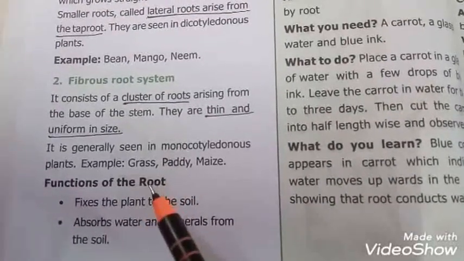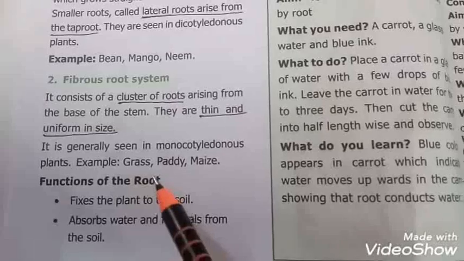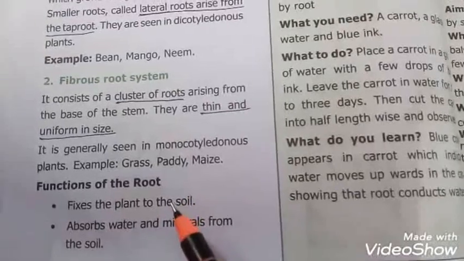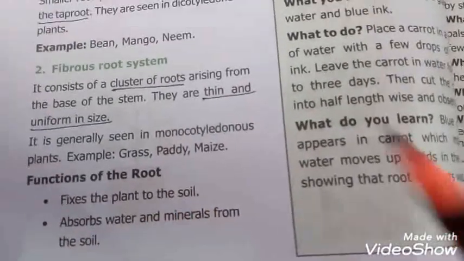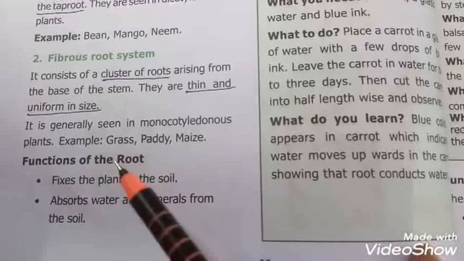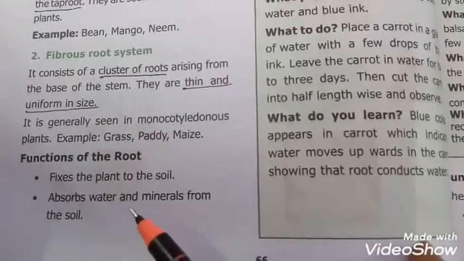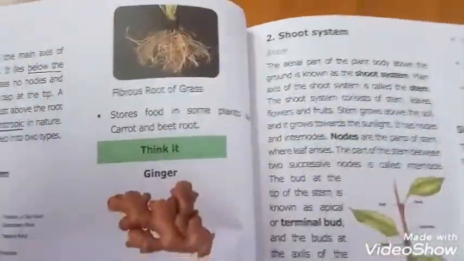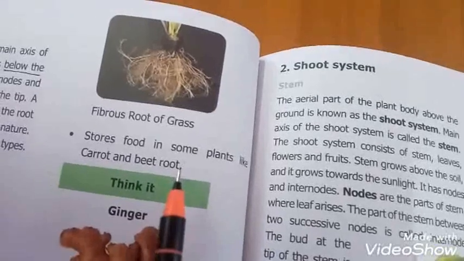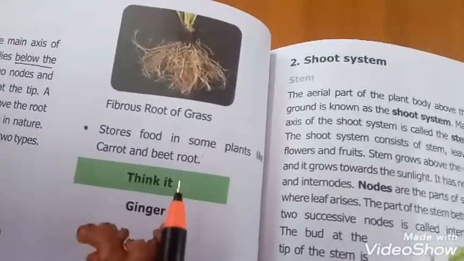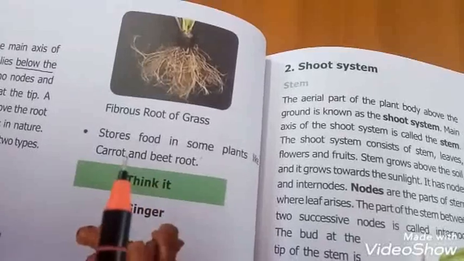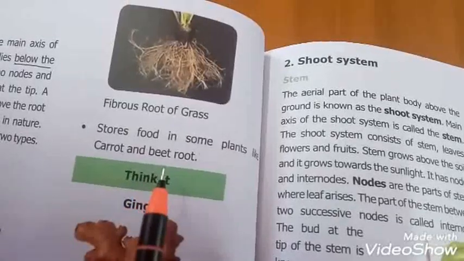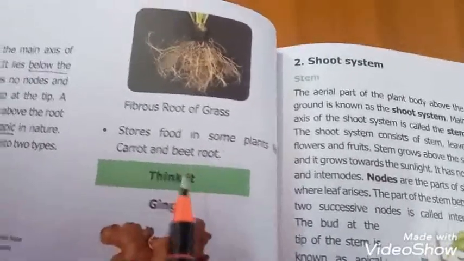The functions of the root. The main function of the root is to fix the plant to the soil. That is, the plant is fixed in the soil by means of roots, and it absorbs water and minerals from the soil and stores food in some plants like carrot and beetroot. These roots also store food. Some examples of plants are carrot and beetroot.